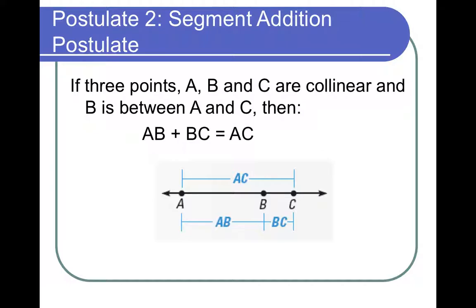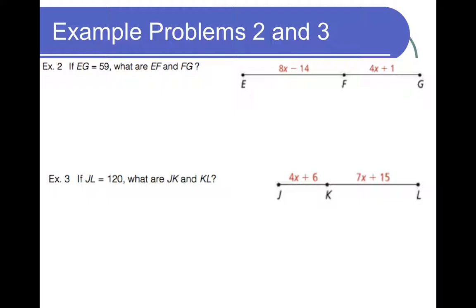All right, so let's do some problems here. So I'm going to do the first one, and I'm going to have you guys work on the second one to make sure you know what's going on. EG, this entire line segment here, EG, is 59, and it's asking us how big these individual pieces are. Well, the first thing I would do is use my segment addition postulate, which just tells me that the two pieces, in this case EF plus FG, put together, equal EG the entire way.